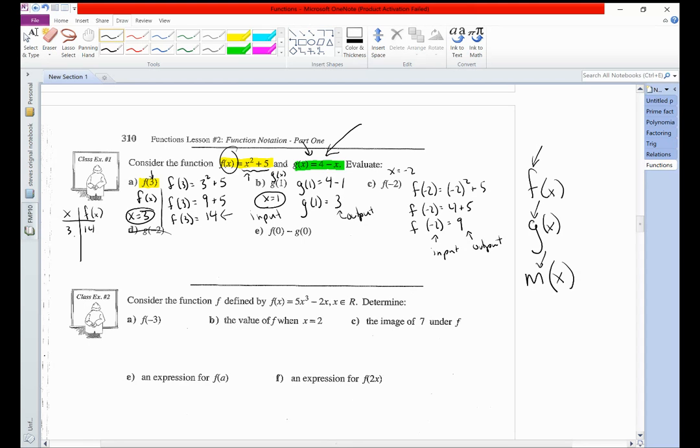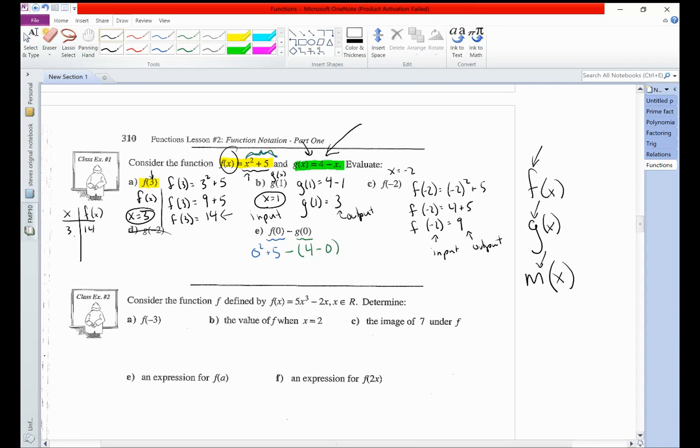I'm not going to do D, I'll just skip it, but we're going to do E. E is interesting. F of 0 minus g of 0. Okay, so first let's do f of 0. So let's do it like this. F of 0, I'll do in blue, minus g of 0 in green. So for f of 0, we are going to plug 0 into this equation up here. So it'll be 0 squared plus 5, all subtract. Now we're going to put 0 into the next one, into the g function, 4 minus 0.